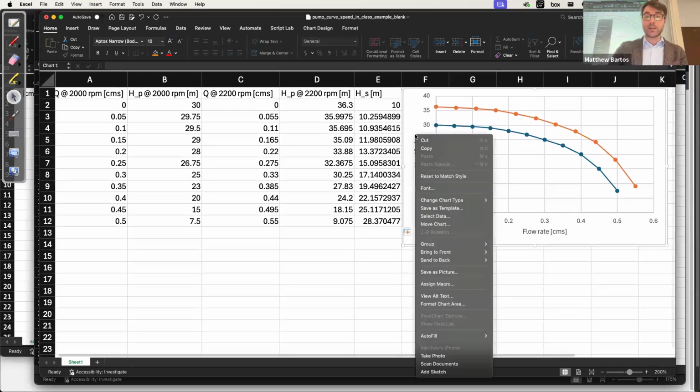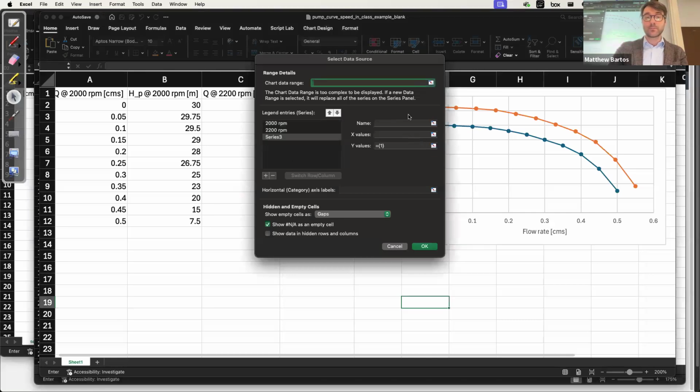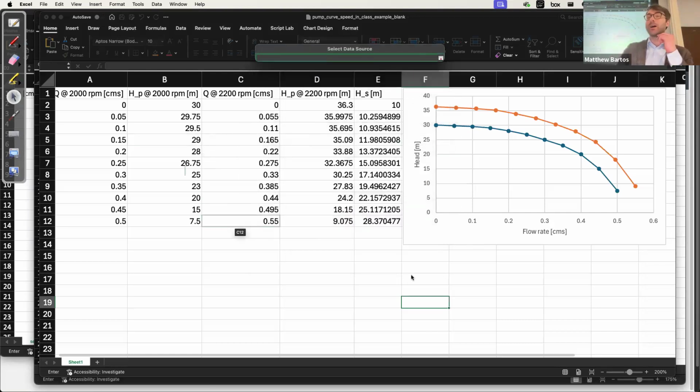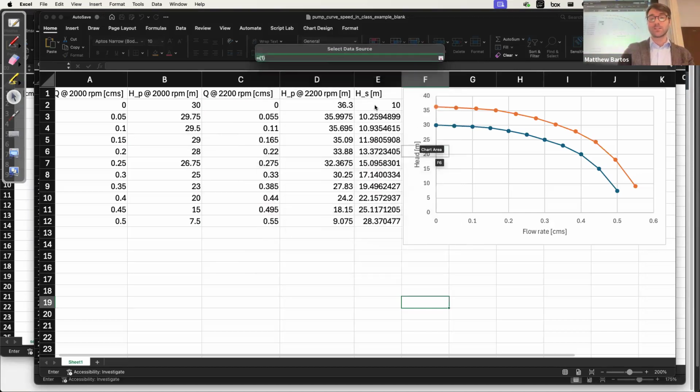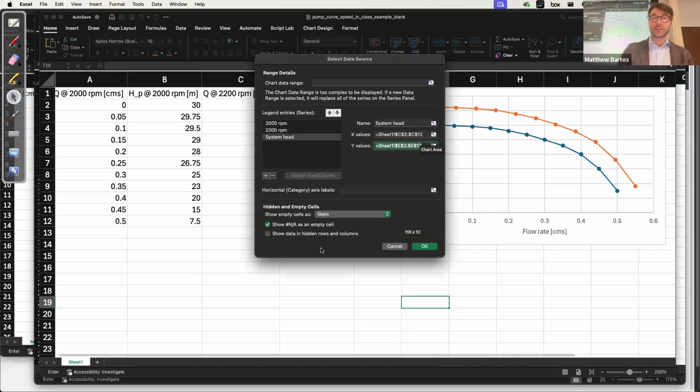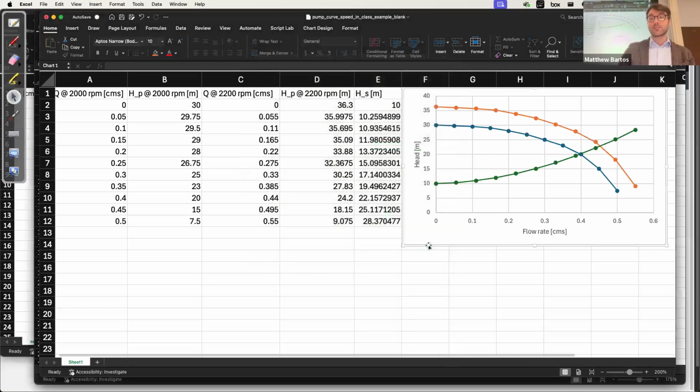We get our system head curve here. We can plot that by going to select data. Let's call this system head, the X values. Okay, now here it matters which X values I'm plotting, right? Because I selected column C to compute the system head. So I need to make sure that when I'm plotting it, I also use column C for the X values. Otherwise, you're going to get the wrong system head curve. For the Y values, I use column E. And with that, we should get our system head curve.